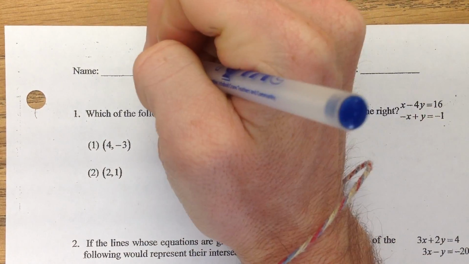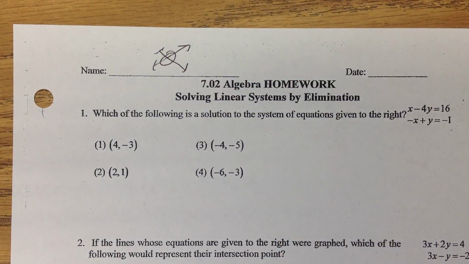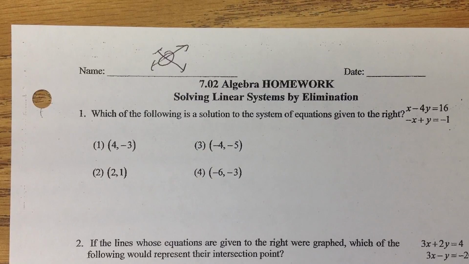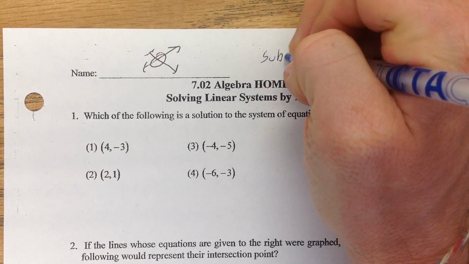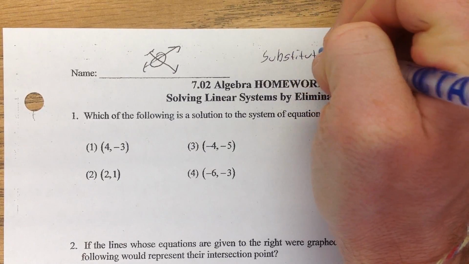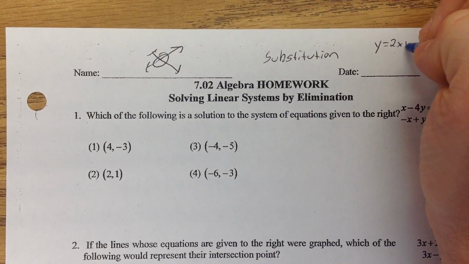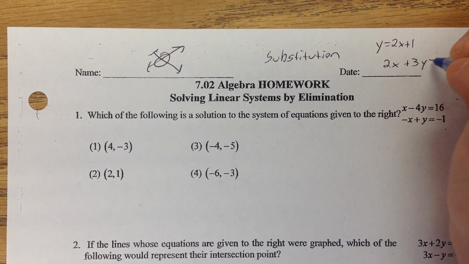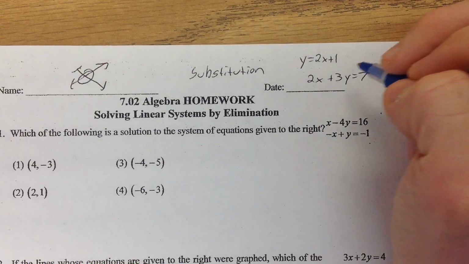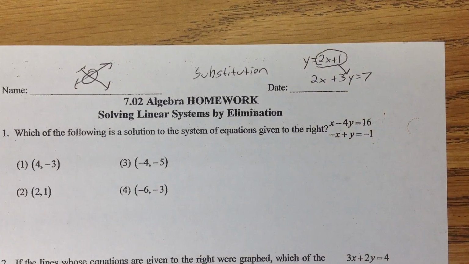The first thing we ever learned how to do was solve them by graphing, which is where we would find the intersection point of two lines. The next way we learned was substitution, which is where we would plug in one for the other. So if you had something like y equals 2x plus 1, and 2x plus 3y equals 7, you would just take this 2x plus 1 and plug it in for the y. That was the second method.